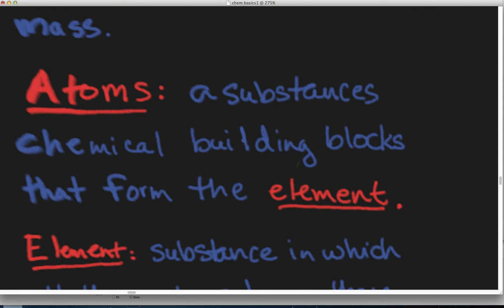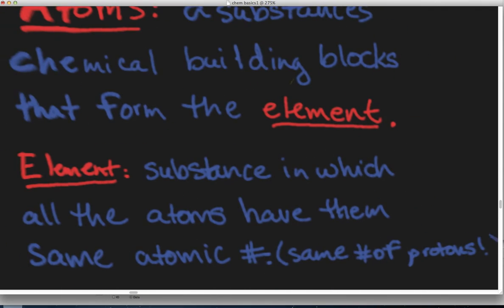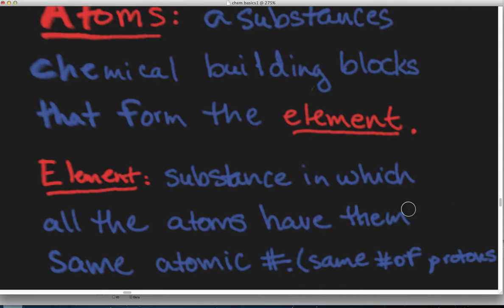But for our purposes, if all of the atoms have the same atomic number, in other words, the same number of protons, then they're all part of the same element. Okay? The atomic number is the defining attribute to the element. So it's basically what sets it apart from the other elements.